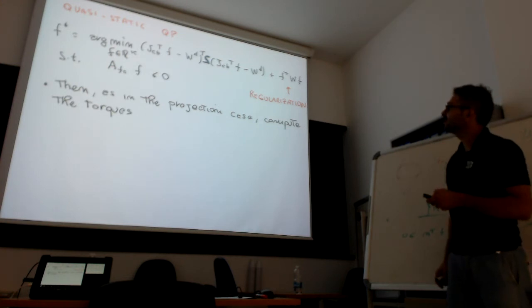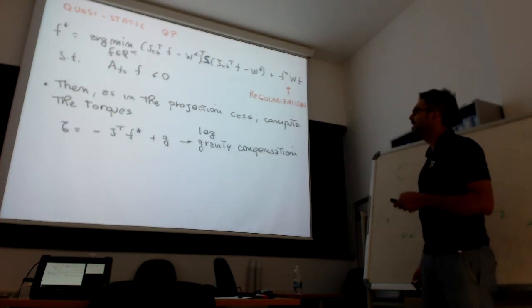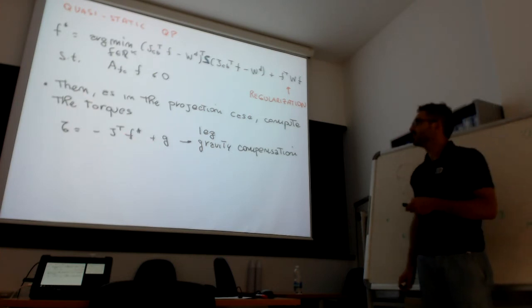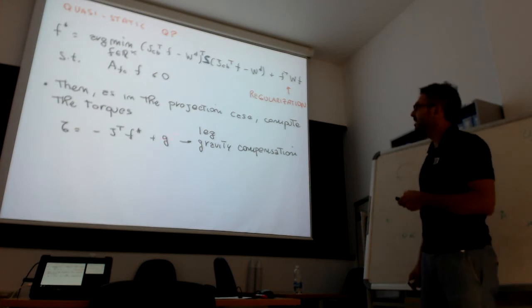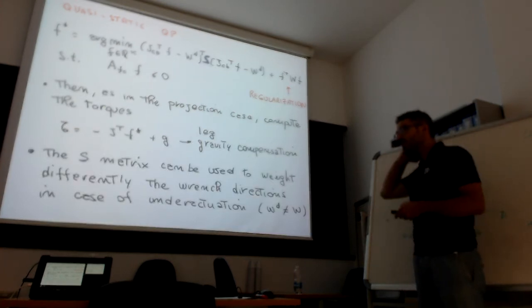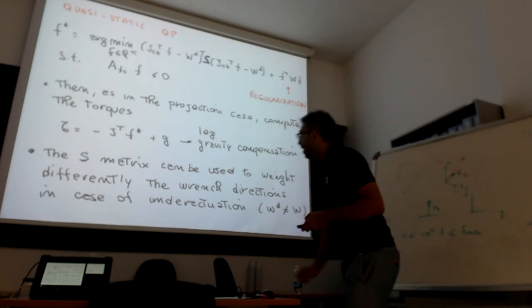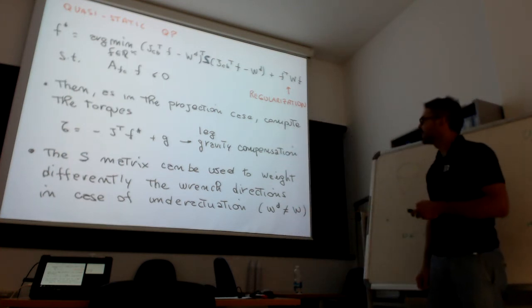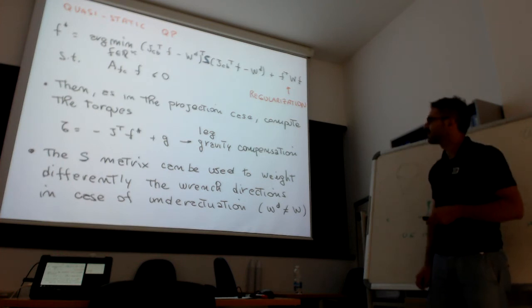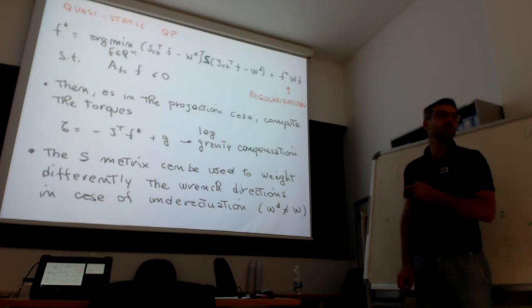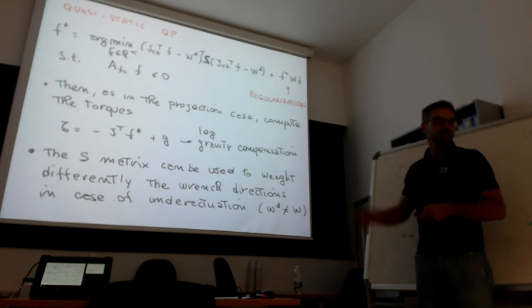Still have regularization, and then once we got the optimal forces, as in the projection case, we compute the torques. This time we can add some gravity compensation because we are still quasi-static, but we want to compensate gravity. And as I said, this selection matrix can be useful in case of infeasibility or underactuation. Whenever we cannot achieve somehow the desired wrench.